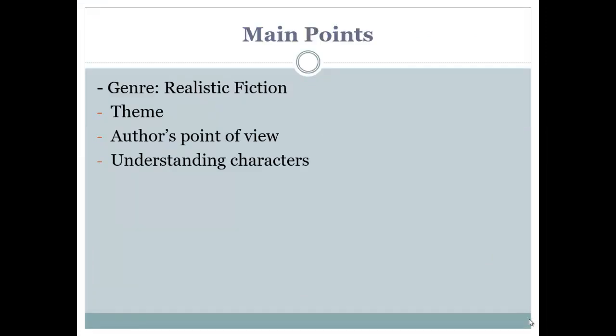First, the genre of the text. The genre of the text, or the type of the text, is realistic fiction. Of course, I'm going to cover this part in detail later. Then we are going to highlight the theme of the text, or the lesson that the author wants the readers to know and to learn by the end of the story. Then we are going to talk about the author's point of view, or who is telling the story. Then we are going to figure out how the readers should understand and learn about the characters of the story.